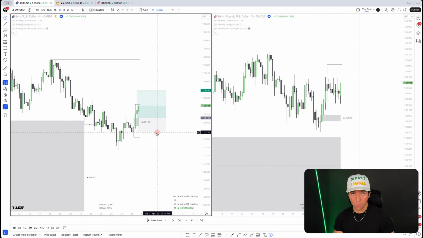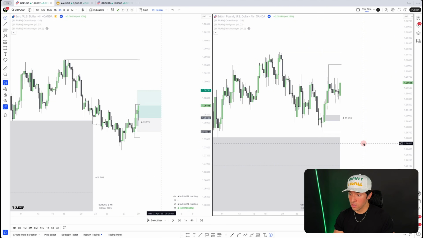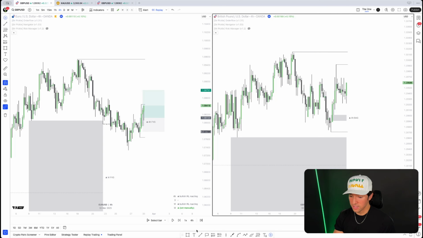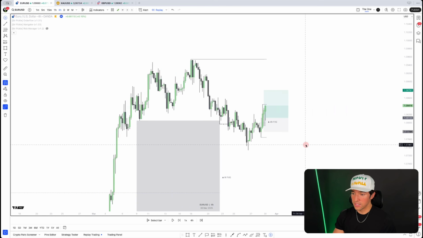So for that reason, I went with EU instead of GU right here, regardless of the SMT we saw right here. Again, where GU did not come into that weekly gap, EU did. So that's why I chose EU. And let's see how this played out.